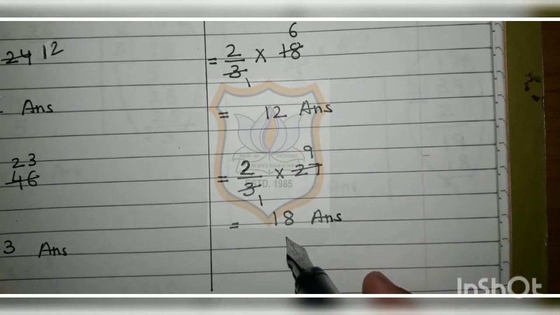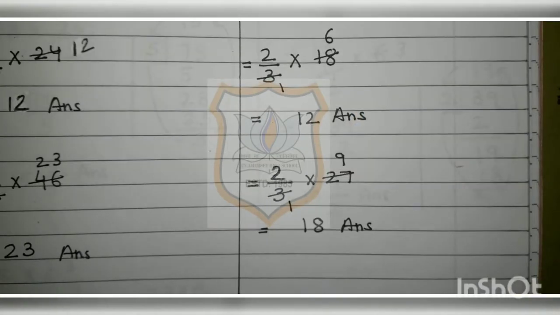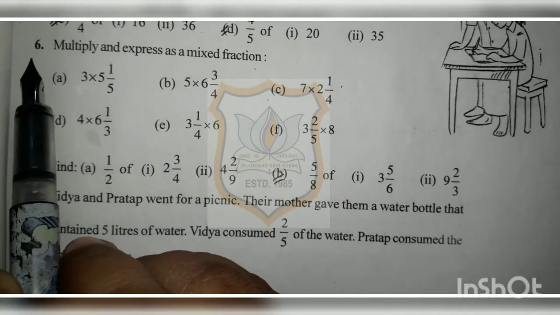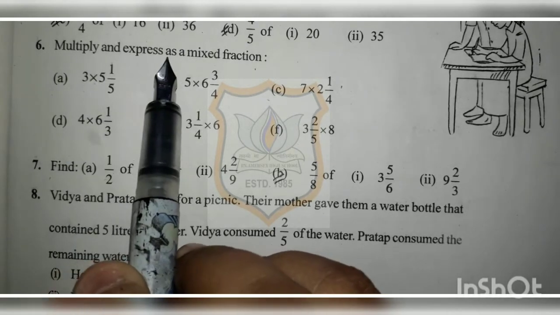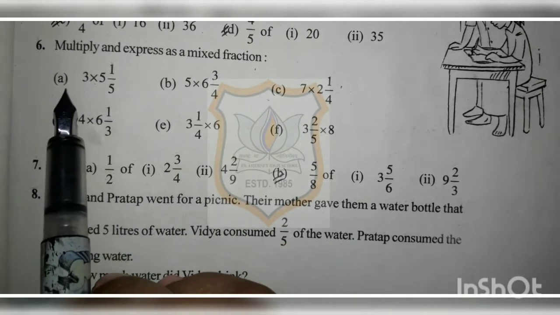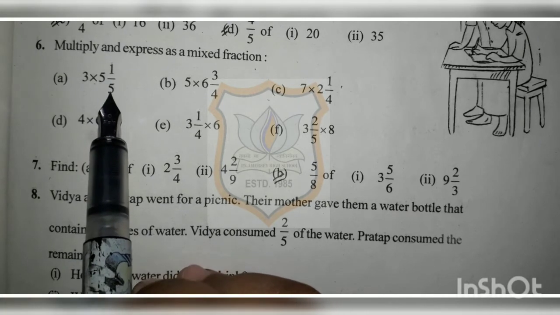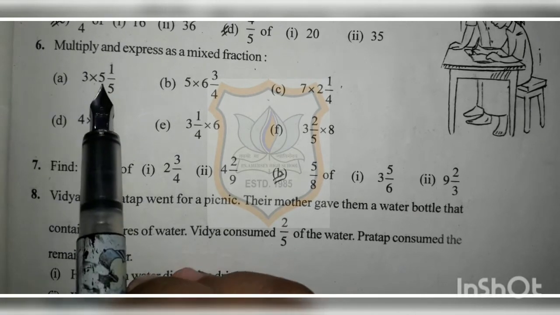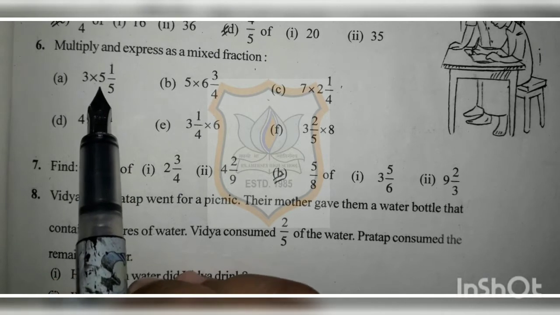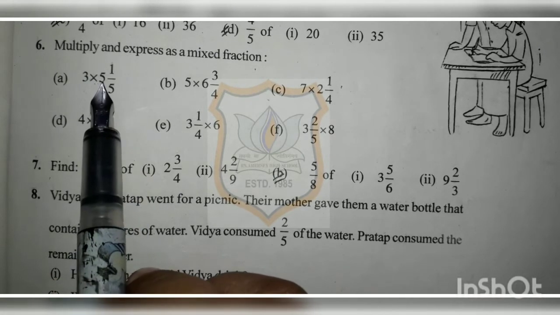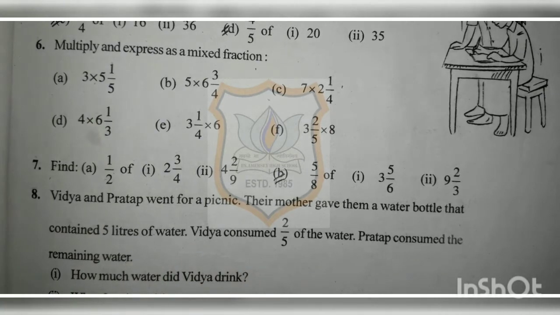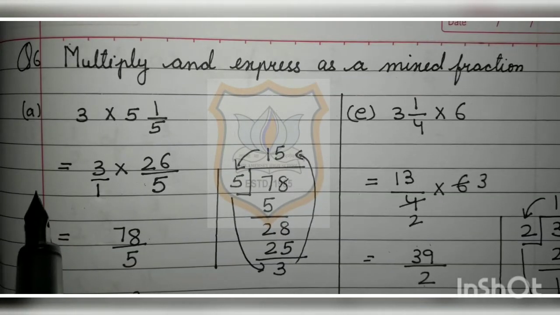of 27 is 18. Friends, part C and part D of question number 5, that you have to solve yourself as homework. So now let's solve question number 6 of exercise 2.2. Question number 6 of exercise 2.2 is multiply and express as a mixed fraction. A part is 3 into 5 integer 1 upon 5. In this question, first you have to convert this mixed fraction into improper fraction and then you have to multiply it by 3. Let's solve question number 6 of exercise 2.2.